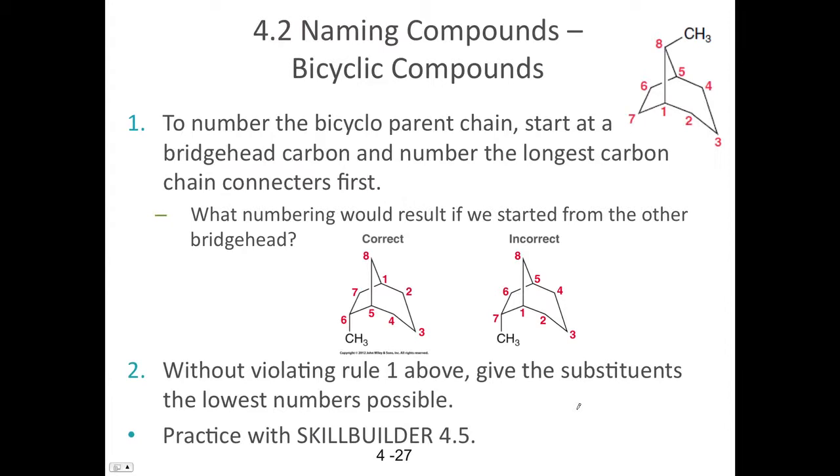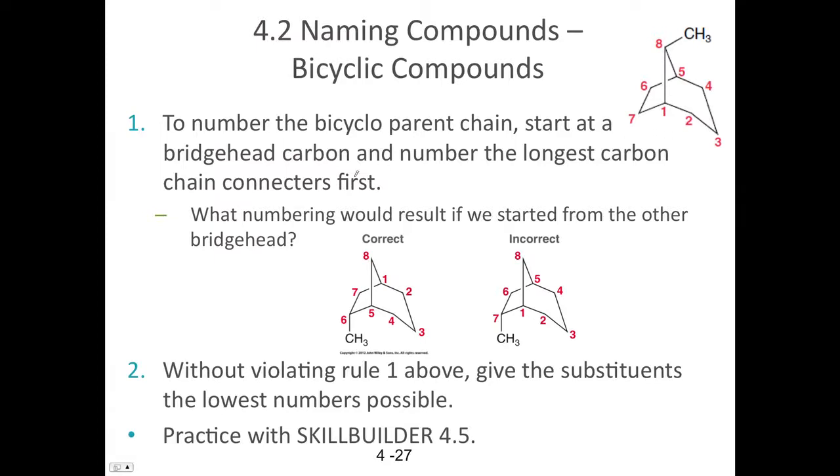Here's a little bit more difficult, but not too bad. It gets a little bit confusing, and we will do a lot of these during discussion, so don't you worry about it. To number the bicyclic parent chain, start at a bridgehead carbon and number the longest chain connector first. All right.